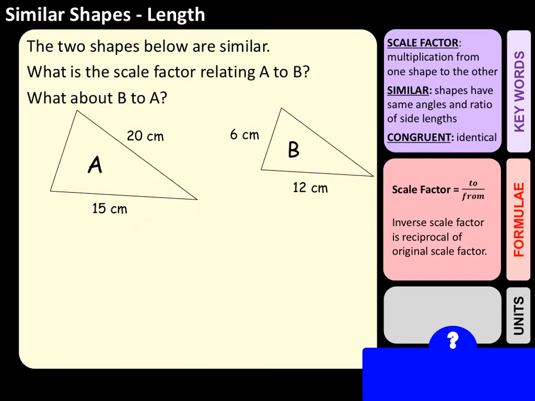Okay, so let's see how you got on with that so far. So if we just look at this quick question, if you grab yourself some rough paper, see if you can answer what is the scale factor relating shape A to B, and what about B to A. So you might want to draw a quick sketch, highlight it, and then we're going to do some more examples in a second.